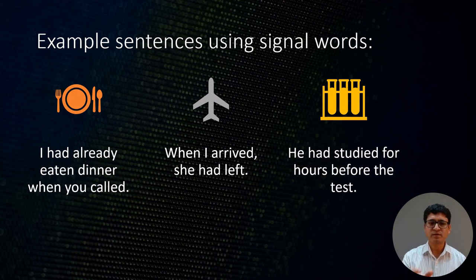For example, let's look at the example of the sentence in the middle. When I arrived, she had left. So which action took place before? Was it arriving or leaving? So think about it and write in the comment box.